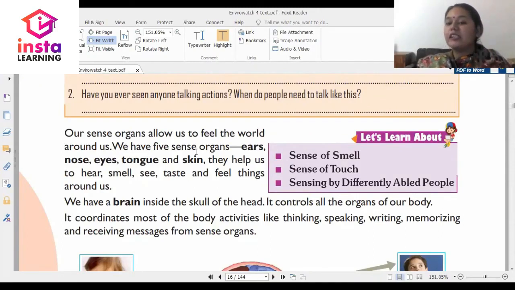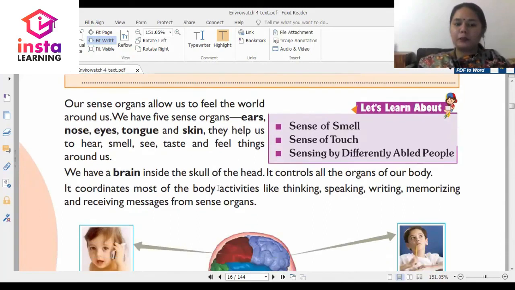How many sense organs do we have? 5. What are these? Ears, nose, eyes, tongue, and our skin. So these are the 5 sense organs. Our ears, our nose, our eyes, our skin, and our tongue. They help us to hear, smell, see, taste, and feel things around us.